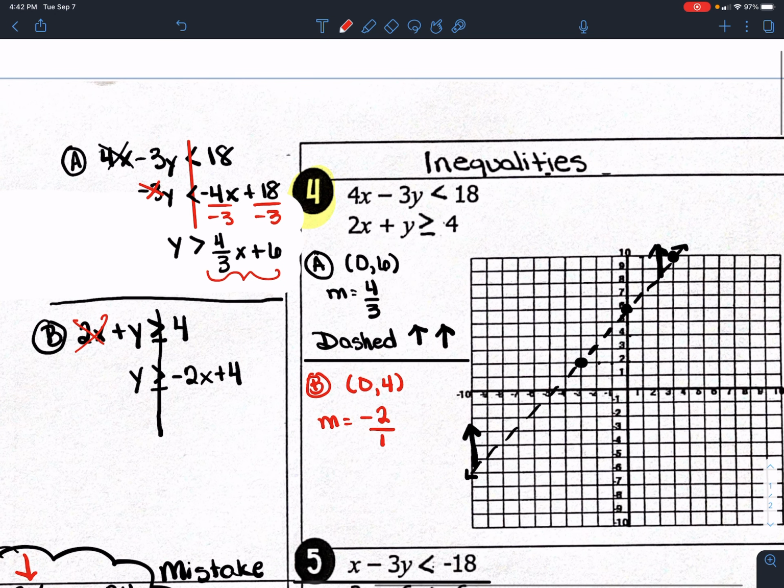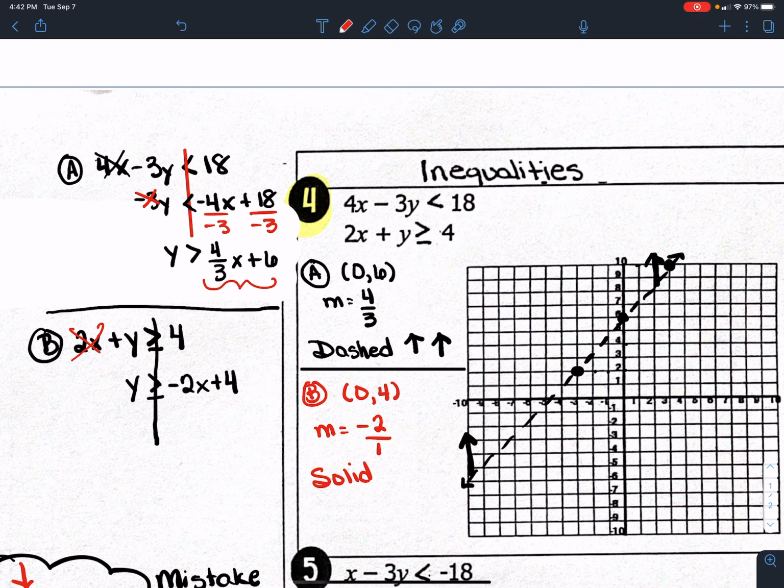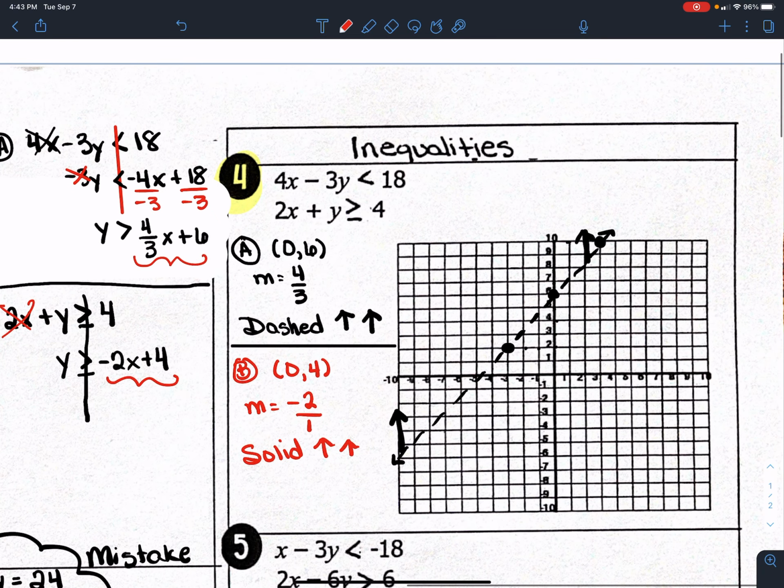It is greater than or equal to, which means it is going to be a solid line. And y is greater than the graph, so we're going to shade above. Okay. All right, so let's go ahead and graph this one, starting at 0, 4. Going down 2, right 1, down 2, right 1. Okay. All right, let's go ahead and draw that one, which is a solid line.